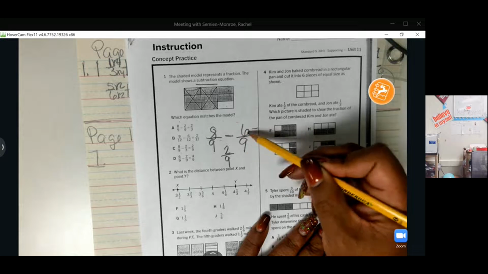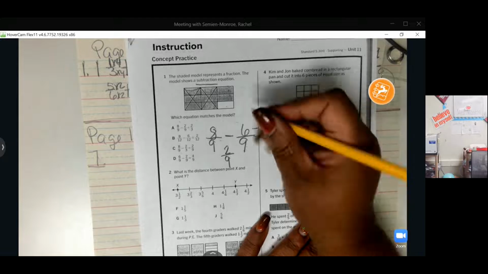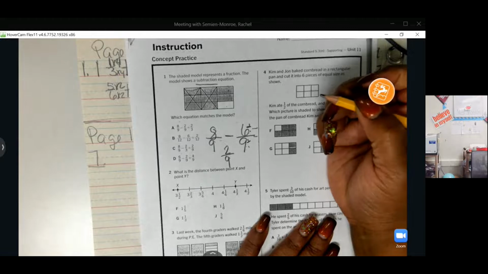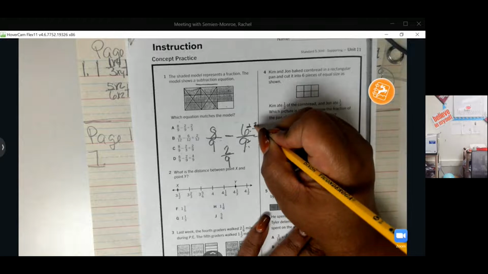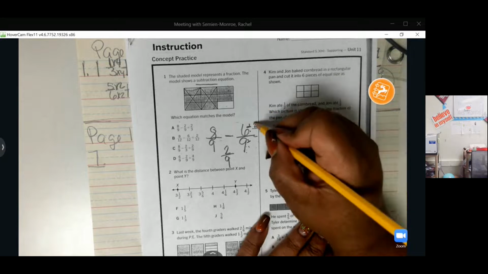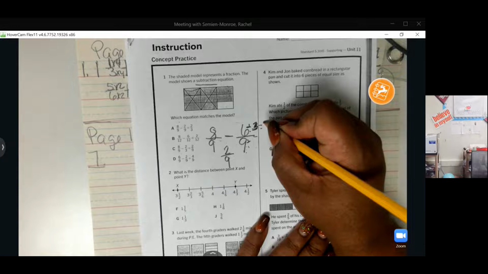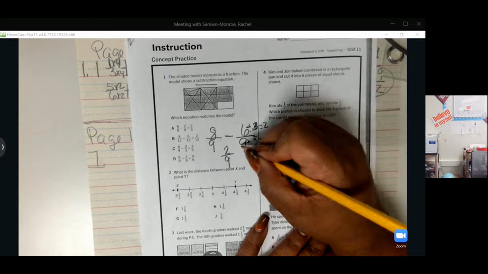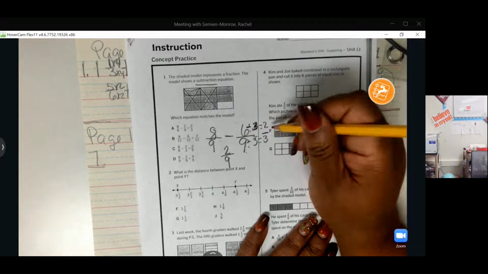Well, 6 and 9. Can 6 and 9 be simplified? Absolutely, totally. What can it be simplified with? It can be simplified with the number 3. So 3 can go into 6 how many times? 2. I'm sorry, I put 3. It can go in there 2 times. And then we have our 3 again, and it can go into 9 how many times? 3. So it's going to be 2 over 3.